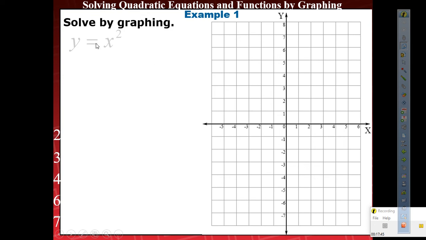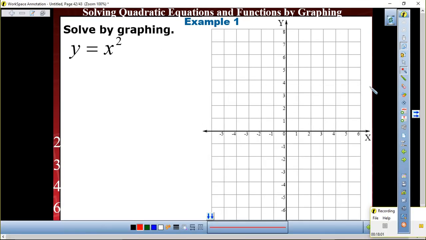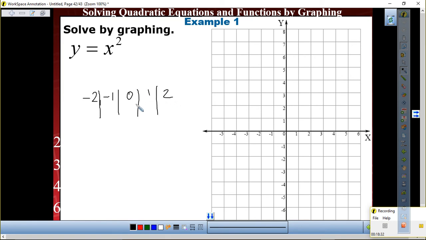Write the function y equals x squared. It says solve by graphing. That means we got a graph. So, what is the first thing I need to do in order to start graphing? Leslie C. Hint, we did it in the warm-up. Okay, what domain are we going to use? Negative 2, negative 1, 0, 1, 2. Which means we need to build a table. X and Y.